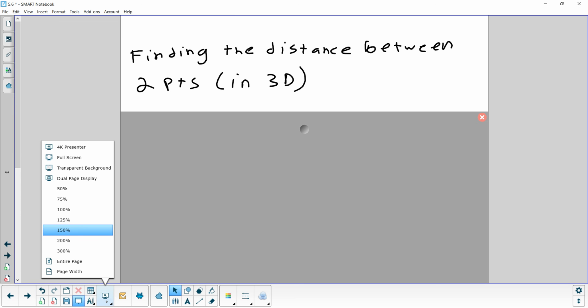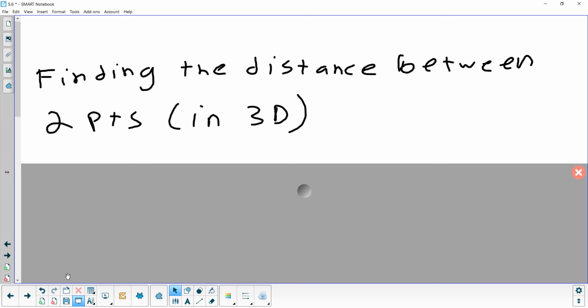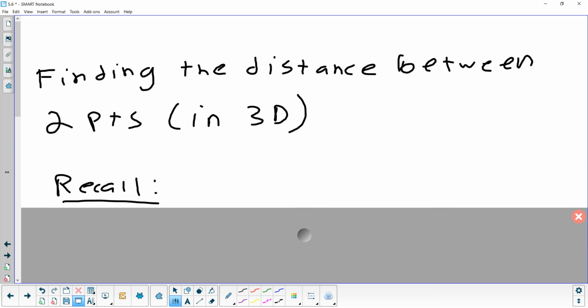All right, so let's take a look first at how we would find the distance between 2 points in 3D. This isn't even a vector problem. This is just finding the distance between 2 points in 3D. For each formula, we're going to recall how you do it in 2D, then look at the pattern, and see if we can extend the formula to 3D.